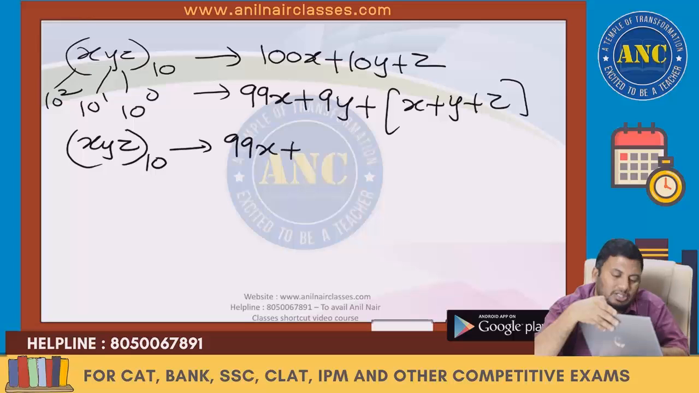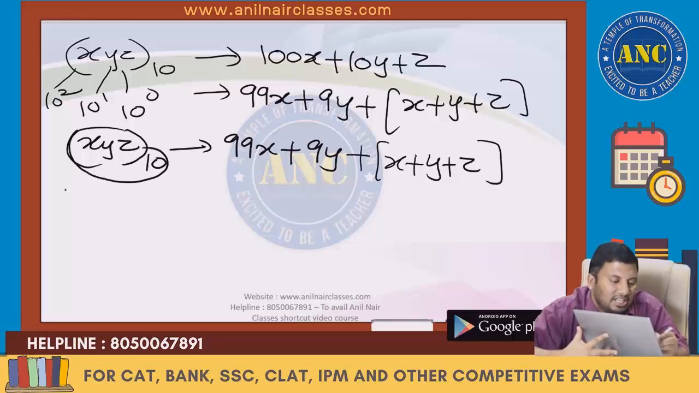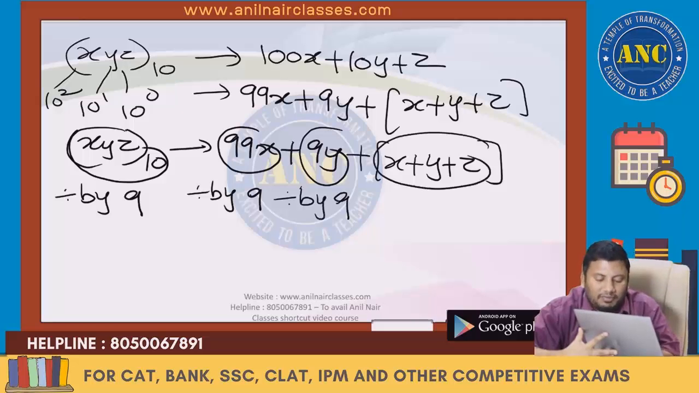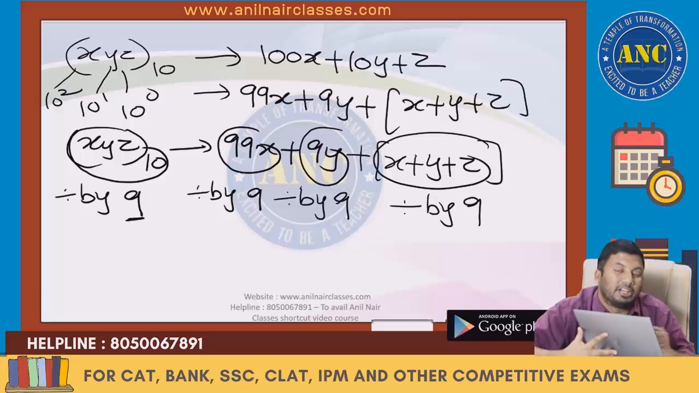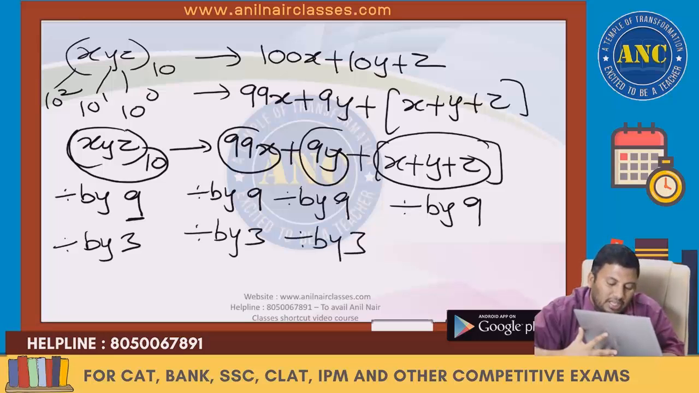If the left hand side is divisible by 9, then 99x plus 9y is also divisible by 9, so x plus y plus z, the sum of the digits, should also be divisible by 9. Not only for 9, it is also for the factors of 9. If the left hand side is divisible by 3, 99 is divisible by 3, 9 is divisible by 3, so x plus y plus z is also divisible by 3.